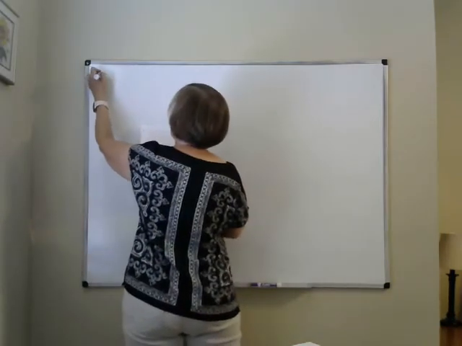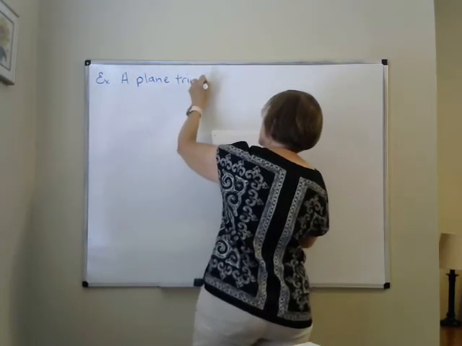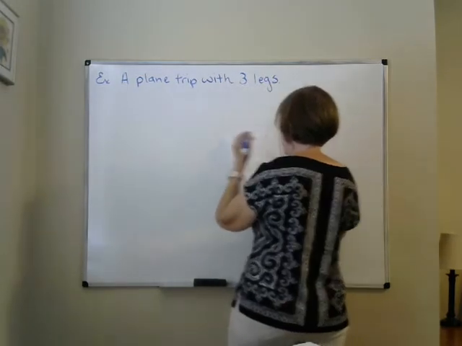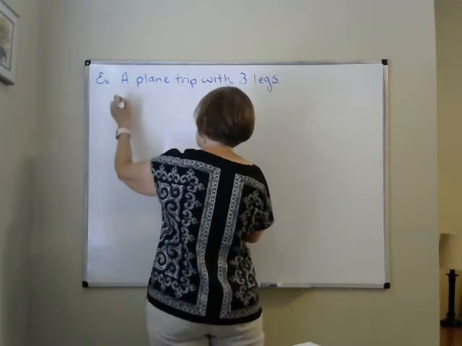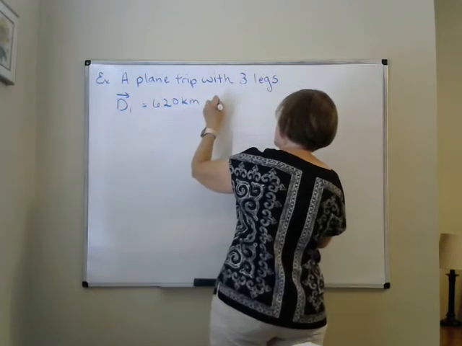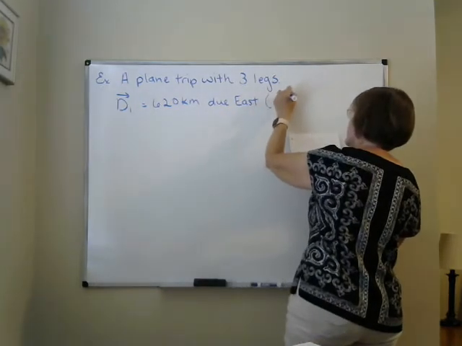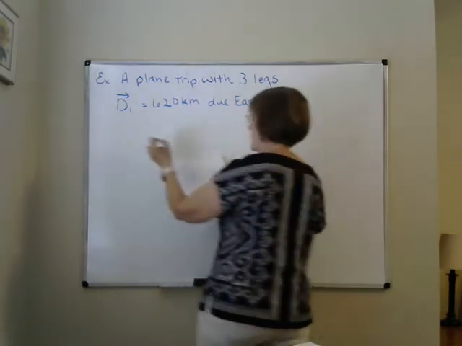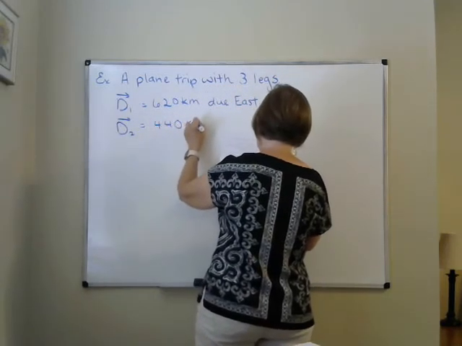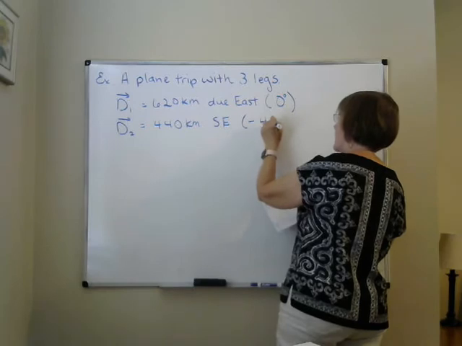In this example, we have a plane trip with 3 legs. The first one, we call D1, was 620 kilometers due east, or 0 degrees. The second leg of the trip was 440 kilometers, and it was southeast, or negative 45 degrees.